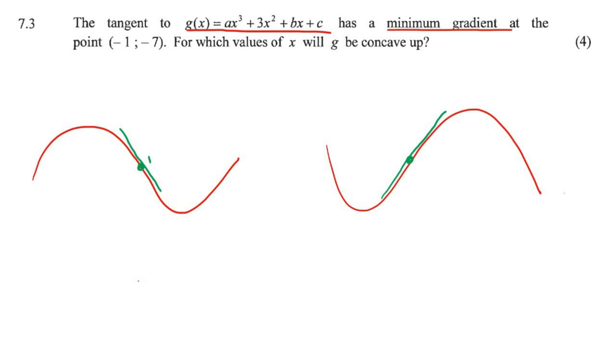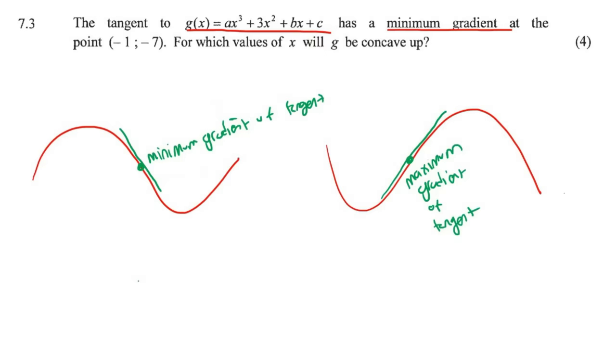This one would be called the minimum gradient of tangent, and this one would be called maximum gradient of tangent. And once again, this one is going to be a minimum gradient because it is negative. So like, for example, negative 8, whereas this one has a positive gradient, so it could be like positive 8. Okay, so they said that the tangent has a minimum gradient.